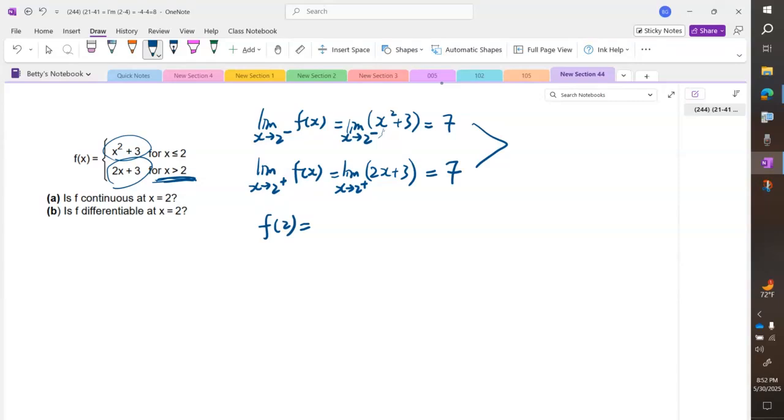And we have to figure out the value of the function at 2. You see the first piece has x less than or equal to 2. So when x equals 2, we use the first piece. We plug in x equals 2 in x squared plus 3 right here. When x equals 2, x squared is 4, plus 3 is 7. All three things exist and they are all equal to 7. So based on that, the function is continuous at 2. This is continuous.